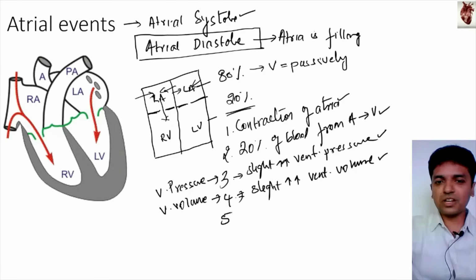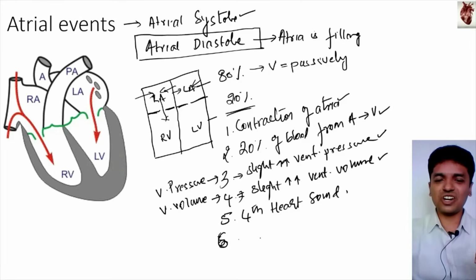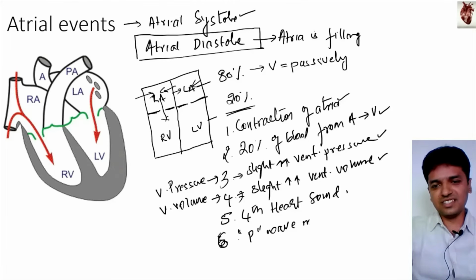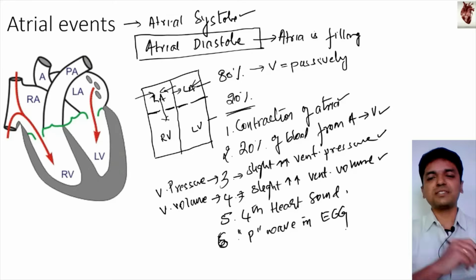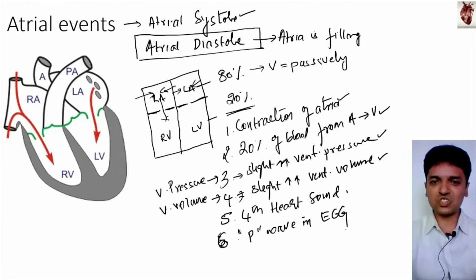The fifth very important point which happens during this stage is that because of the contraction of the atria, there is production of the fourth heart sound. And we all know, the sixth point, that whenever the atria is contracting, atrial contraction occurs because of the atrial depolarization, and atrial depolarization is represented as the P wave in ECG. So these are the 6 important events which are happening during the atrial systole.